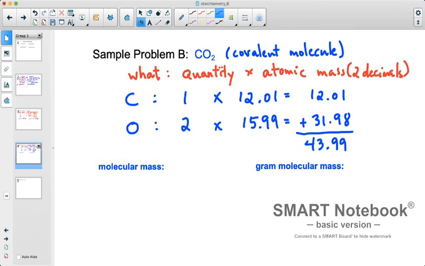I take the sum, and I get a value of 43.99. Once again, you have to pay attention to the question. If the question asks for the molecular mass, then your answer becomes 43.99 atomic mass units. If the question asks for what is the gram molecular mass, it now becomes 43.99 and the unit must be in grams. It is very specific here.